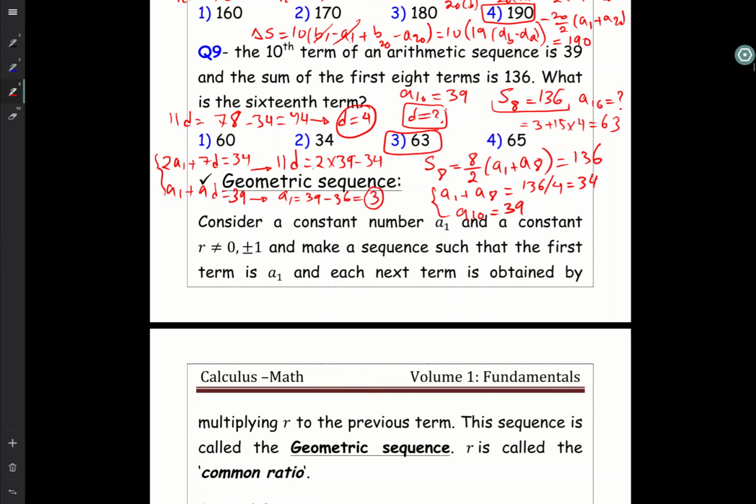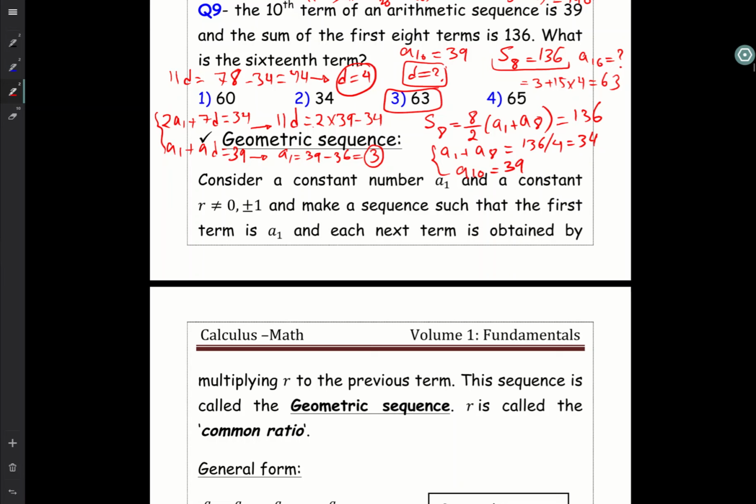All right, this was the arithmetic sequence that we had, a constant progression. Each term was the previous term plus a constant. Now we go to a geometric sequence. In the geometric sequence, each term is the previous term multiplied by a constant. So consider a constant number A1 and a constant number r, which is not 0, and not plus or minus 1. Basically, the magnitude or the modulus of r is not 0 and 1. Because if it's 0, we multiply it, we only get 0, 0, 0. If it's 1, we get the same thing. So it's not a meaningful sequence.